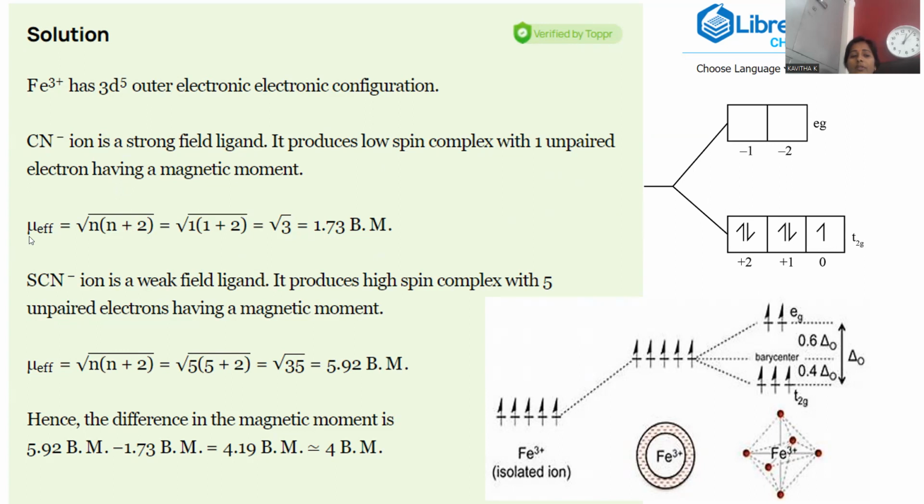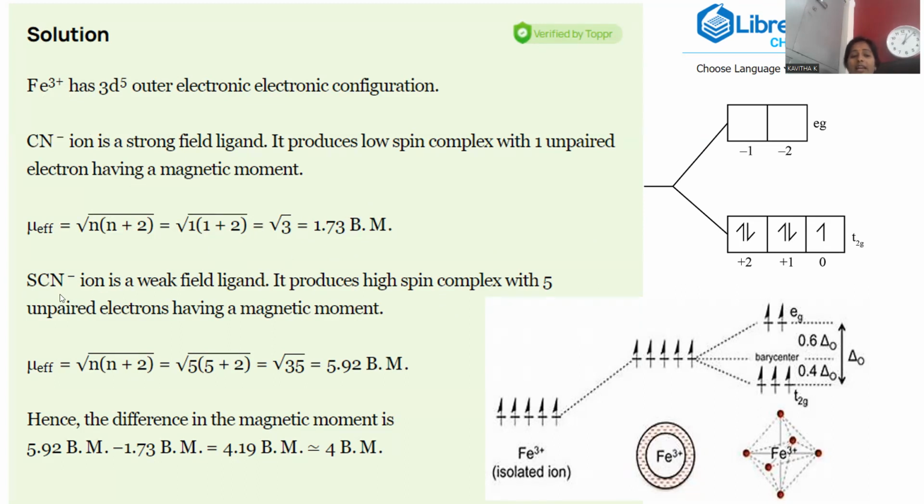To calculate the spin-only magnetic moment, mu effective is equal to the square root of n into n plus 2, where n denotes the number of unpaired electrons. We can locate only one unpaired electron, so root of 1 into 1 plus 2. 1 plus 2 is 3, and 3 into 1 is 3 itself. Root of 3 is 1.73 Bohr magnetons. This is the value for the hexacyano iron 3+ octahedral complex, whose spin-only magnetic moment is calculated as 1.73 Bohr magnetons.